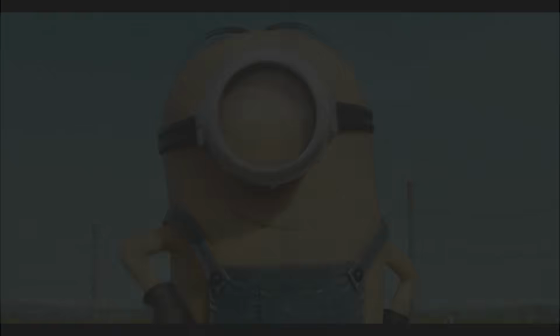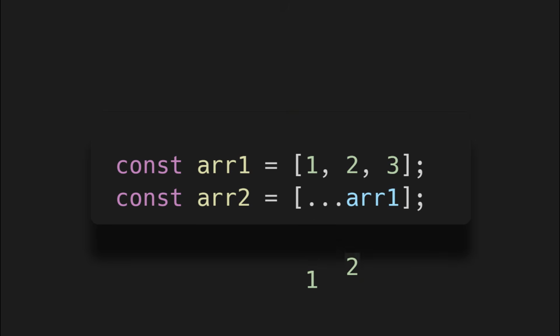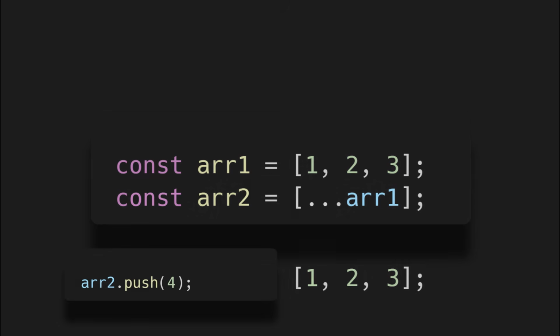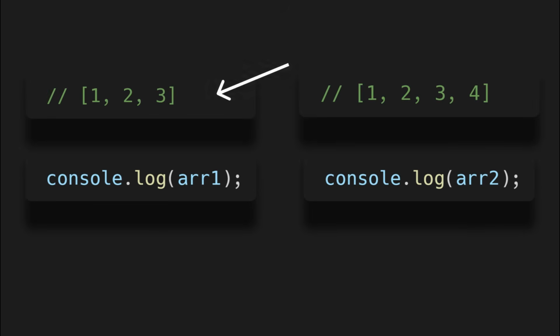Here's the better way. The spread operator here takes each element from array 1 and puts them into a brand new array. So now if we push something to array 2 and log them, array 1 stays safe and unchanged.